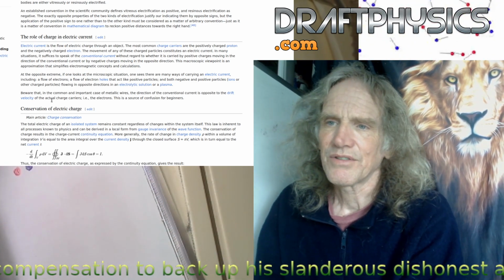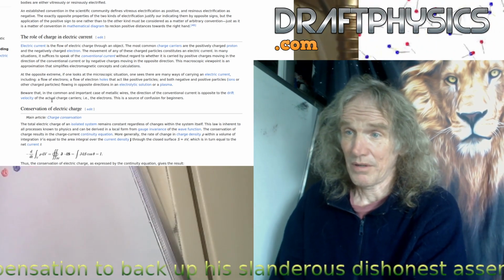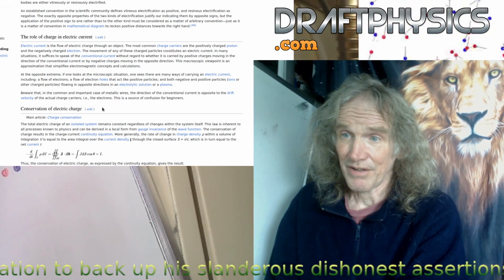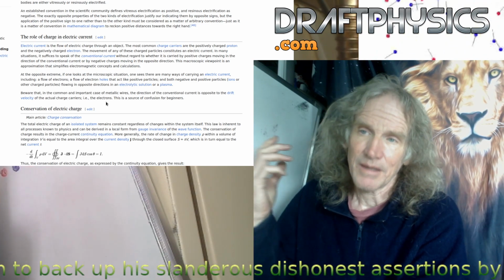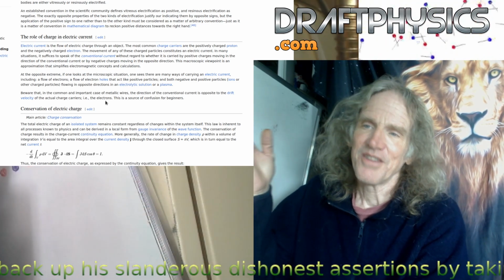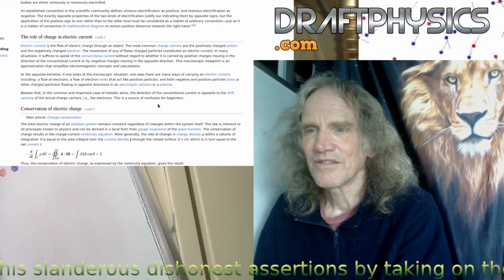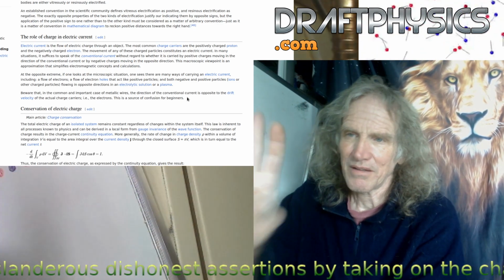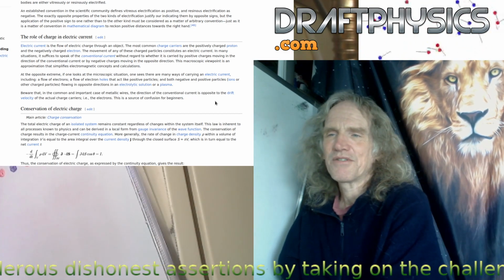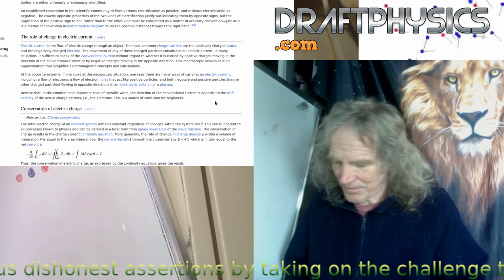So there's lots of ways to illustrate that, which probably will be important. Of the actual charge carriers, i.e. the electrons. So again, they both carry charge. The electrons are the only thing you can add and subtract. This is the source of confusion for beginners. Well, I'd say your experts are really quite confused regarding the truth.